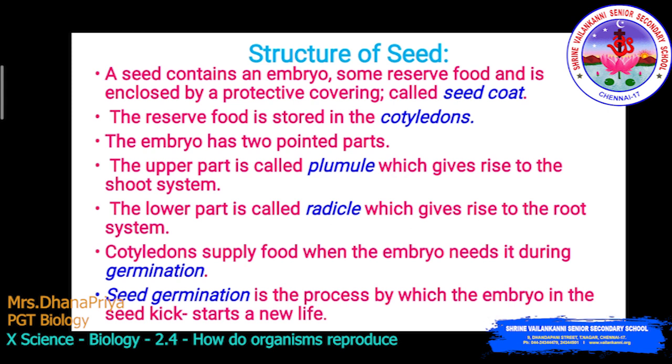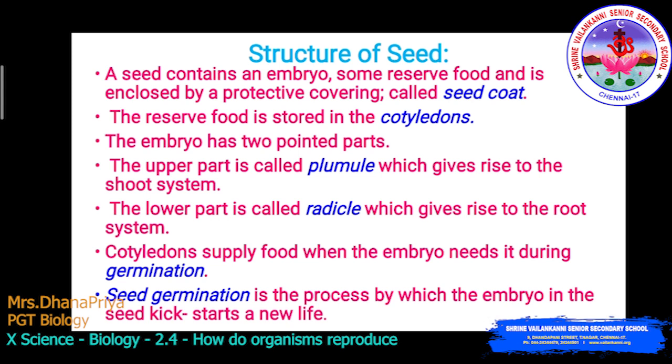Structure of seed. Okay, so here the end product will be the seed. If it is a human being, the end product will be the baby. Here, in plants, it is the seed. A seed contains an embryo, some reserve food, and is enclosed by a protective covering called the seed coat. The reserve food is stored in the cotyledon. Based on the cotyledon, the plants are monocotyledon and dicotyledon. So these are the classification of cotyledons.